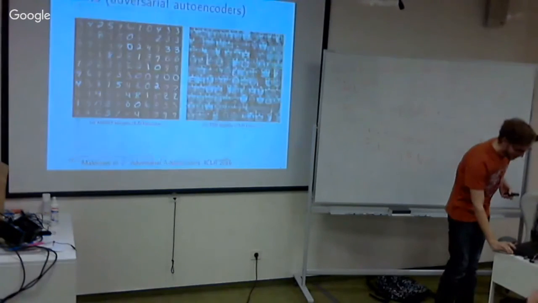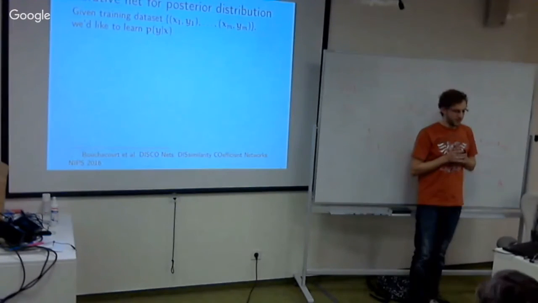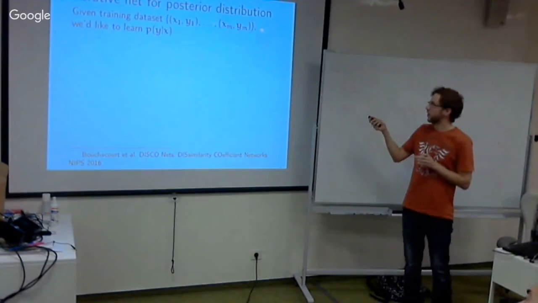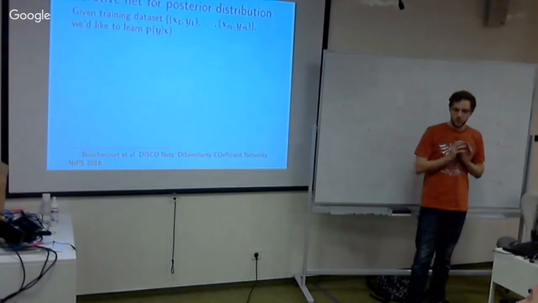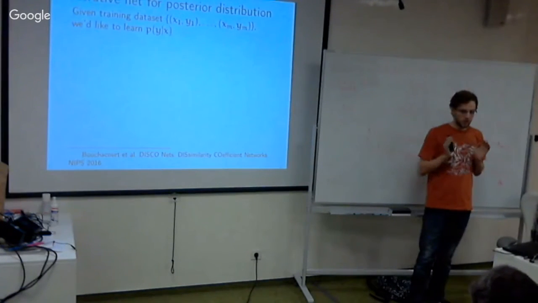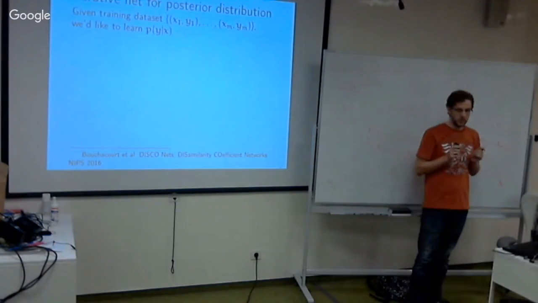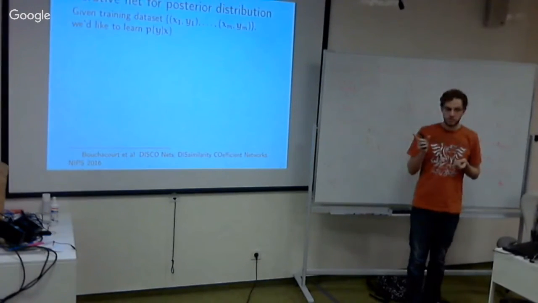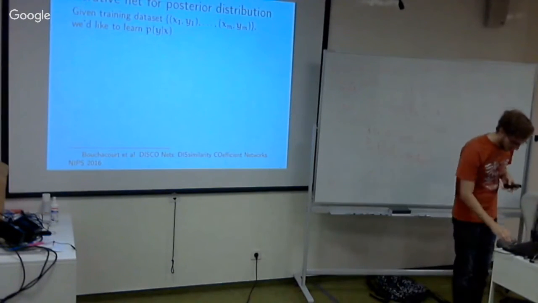Okay. So the second part is that given a training data set, we'd like to learn to generate samples from the posterior distribution. So our neural net will now get as input not only random noise Z, but also X. And it will output samples Y. So here's an example.